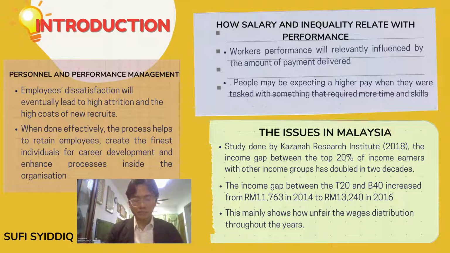Regarding our main topic, which is the wage inequality among workers in Malaysia, the study done by the Khazanah Research Institute in 2018 found that the income gap between the top 20% of income earners and other income groups has doubled in just 2 decades. The income gap between the T20 and B40 groups also increased from 11,760 in 2014 to 13,240 in 2016. So it just shows an increase of about 2,500 in just 2 years. So basically, what can I say is this mainly shows how unfair the wage distribution has been throughout the years in our country, Malaysia.